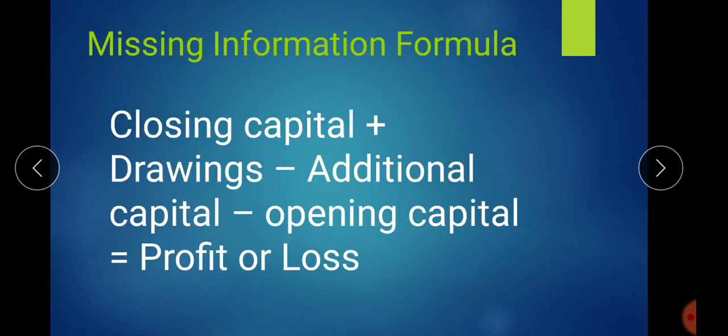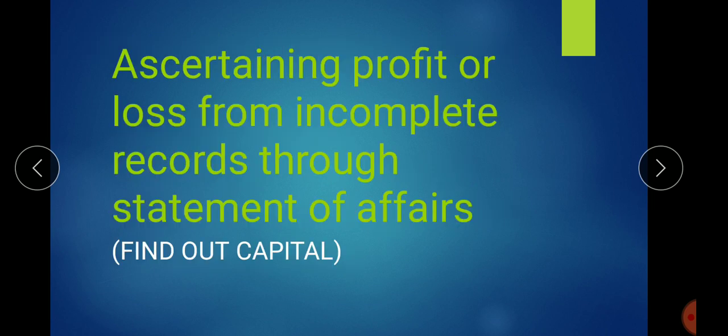Then, the second one, missing information formula. Closing capital, add drawings, less additional capital, less opening capital. So, the result is profit or loss. Then, next one, ascertaining profit or loss from incomplete records through the statement of affairs method.